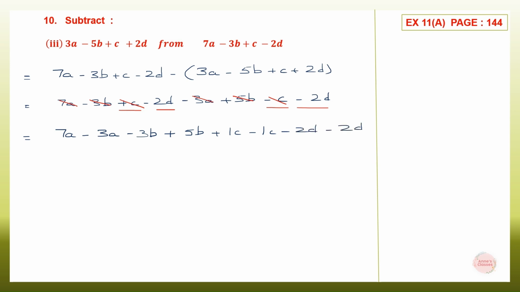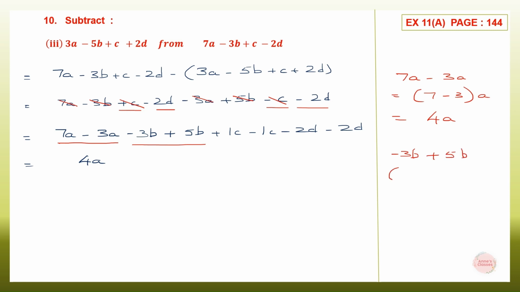Let's work on the like terms. Here we have 7a minus 3a. So you know how that's done. Take only the numbers, 7 minus 3. So 7 minus 3 is 4. So this is 4a. Now let's take the b's. Minus 3b plus 5b. Take only the numbers, minus 3 plus 5. Put the sign of the bigger number and subtract. 5 minus 3 is 2. So that's 2b. So plus 2b.